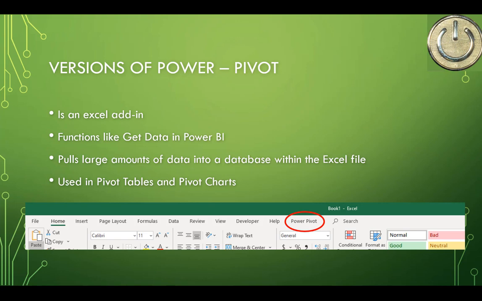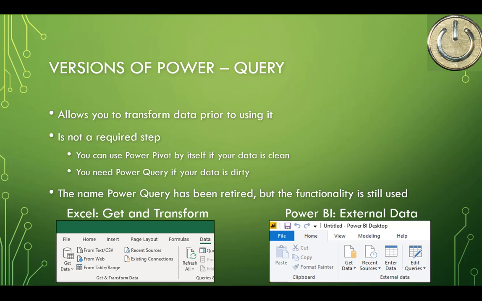So you won't be able to see this data very well because of the limitations on size, but you can interact with it with pivot tables and pivot charts. Power Query allows you to transform the data that you just brought in using the Power Pivot functionality. And Power Query is not a required step. So if you have very clean data in your warehouse, you can use Power Pivot and you're done.